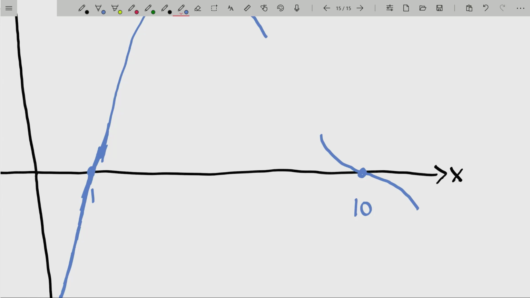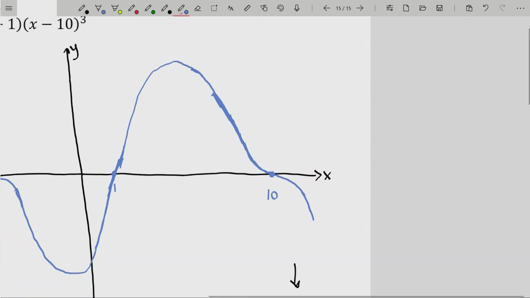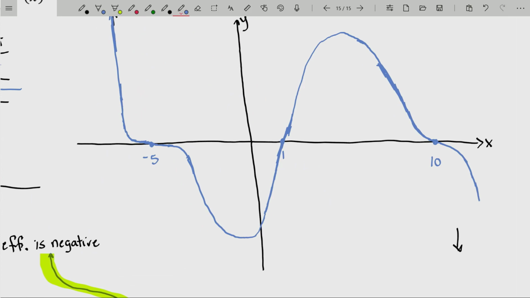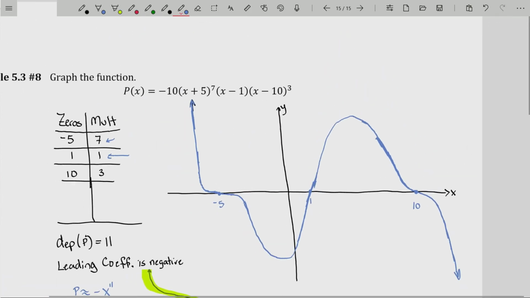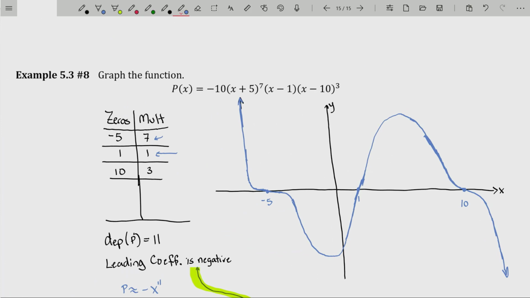Notice that's not flat near x equals 10. So I'll just try to match these up if I can. So I use a lot of thick ink. And then once it gets through there, it just falls forever. And notice I'm going to miss my arrow. That's perfectly fine. I can have an eraser for that. There it goes. And we have this beautiful graph of -10 times the quantity. Well, you see it. I have the graph of p of x.